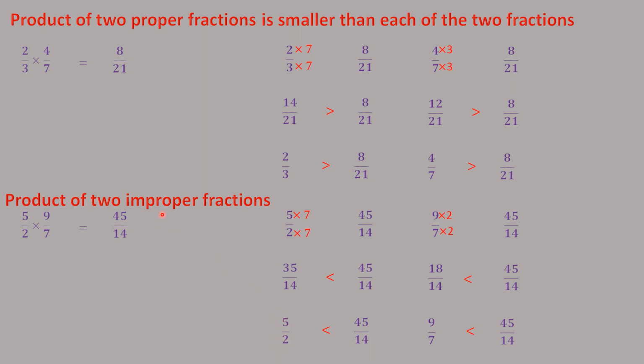See here, the answer is larger than the fractions we have taken, if the fractions taken are improper fractions. Therefore, the product of two improper fractions is greater than each of the two fractions. You have to remember this. If we are taking two proper fractions, then the answer is smaller than the given two fractions.